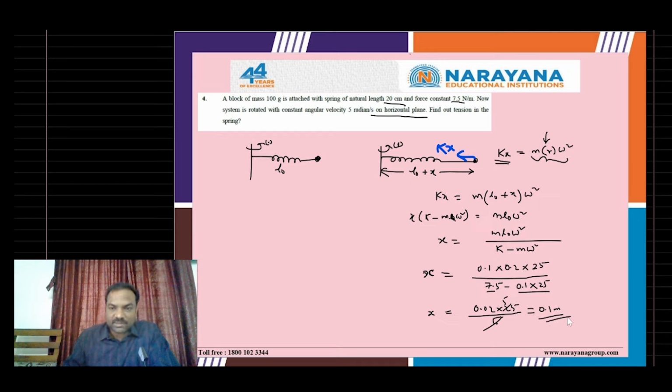So as I know the x value, we can go for the force acting in the spring, or force applied by the spring, which is kx. K value we know is 7.5 and x value is 0.1, because it is given in newton per meter, and x value also I have taken 0.1 meter, so it will be 0.75 newtons. So this will be the required answer. The only thing in this question we need to understand is that the necessary centripetal force will be applied by the spring, so that the entire system will rotate in circular motion.